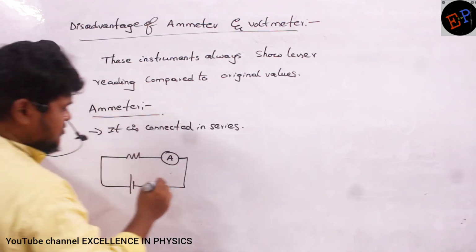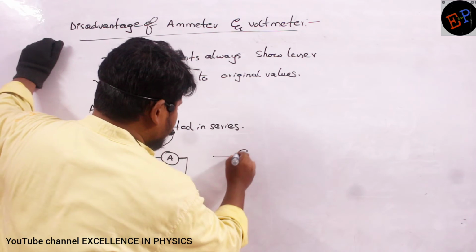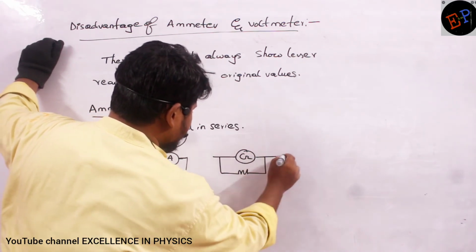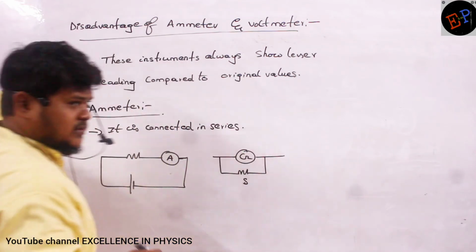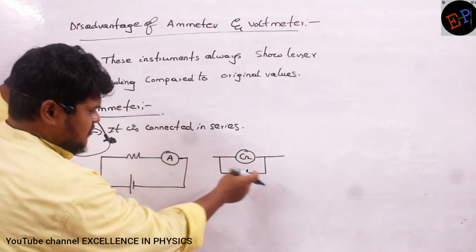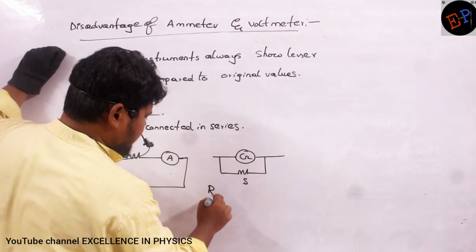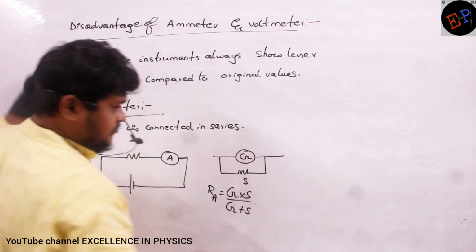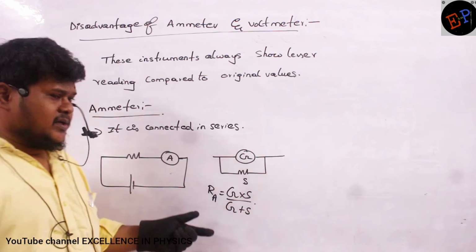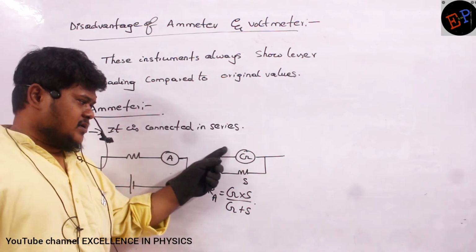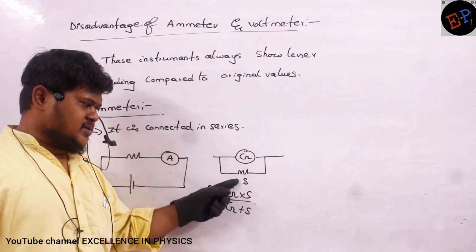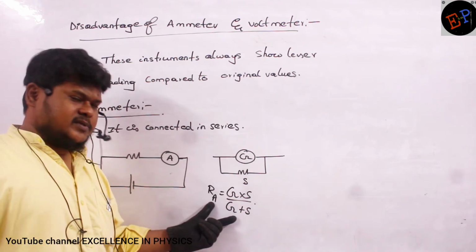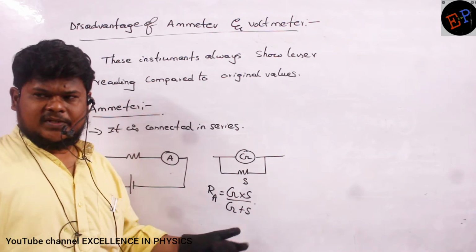And how is an ammeter made? An ammeter is made like this. This is a galvanometer and this is a shunt resistance which is connected in parallel. Now what is the total resistance of this ammeter? The total resistance of the ammeter is G into S by G plus S. Why am I writing like this? Because the resistance of the galvanometer and the resistance of the shunt are connected in parallel. So the equivalent resistance is G into S by G plus S.